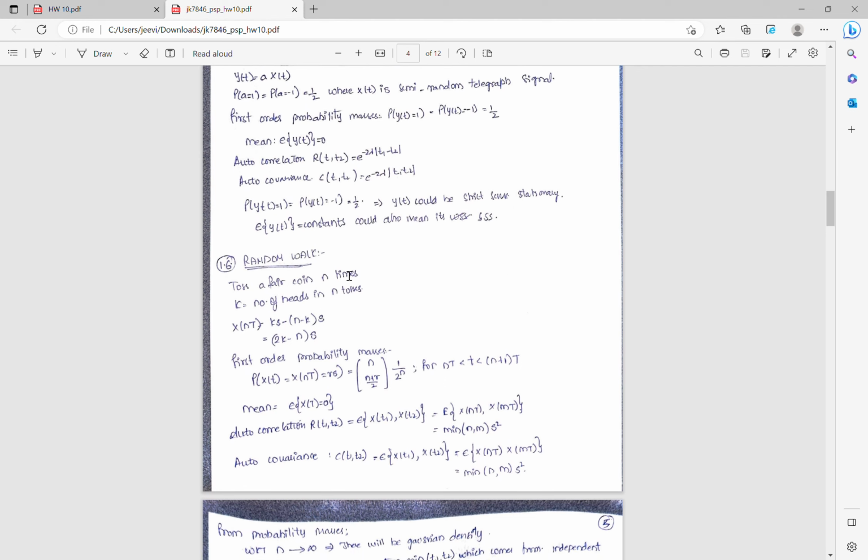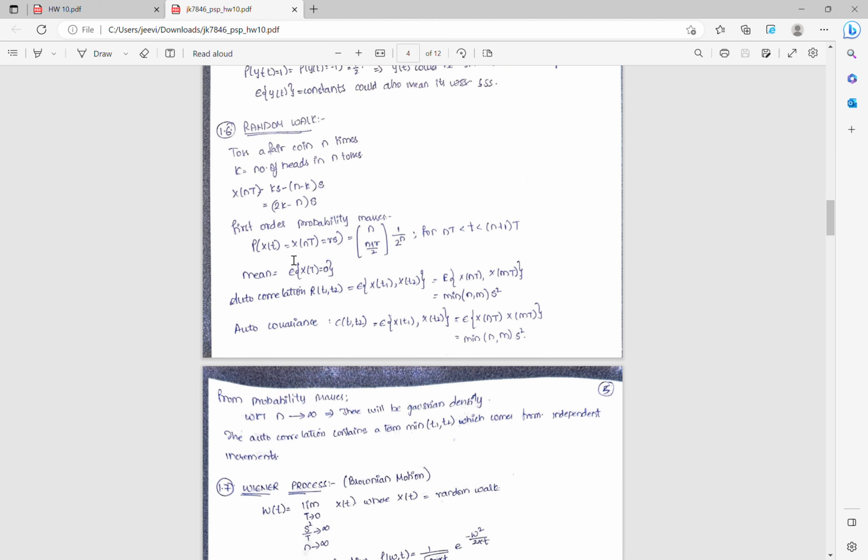Now, random walk. In a random walk, if you toss a fair coin n times, there is a probability that there are k heads in n tosses. Therefore, x of t is equal to ks minus (n minus k) s, that is (2k minus n) s. In this condition, the first order probability of x of t equal to r s is n choose (n plus r) by 2 into 1 by 2 power n, for n t less than t less than (n plus 1) t. The mean in this condition will be 0.